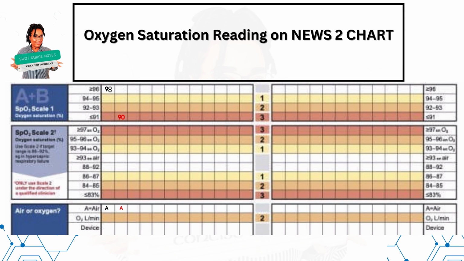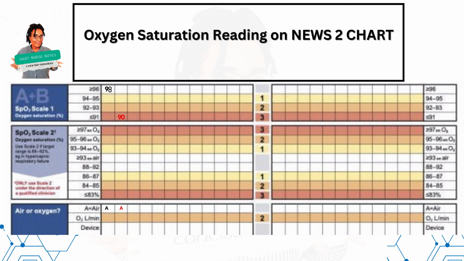Now, how do you document the oxygen saturation reading on the NEWS 2 score chart? Well, first, look for the sections that states A plus B, SpO2, scale 1, oxygen saturation percent. Remember, only use the SpO2 scale 2 if the target range is 88 to 92%. Only use scale 2 under the direction of a qualified clinician. For the OSCE exam, this section will not be used. Ensure you do not mistakenly write in this section as you document your reading.